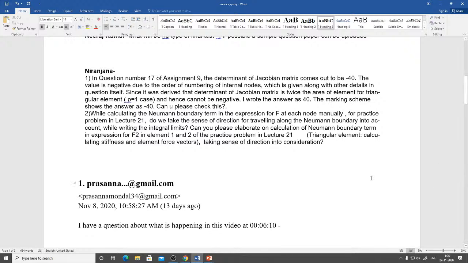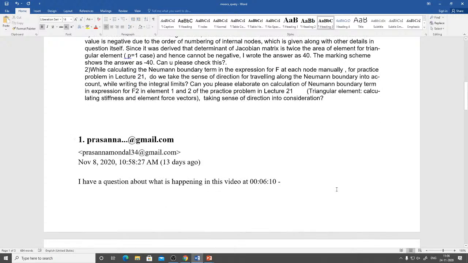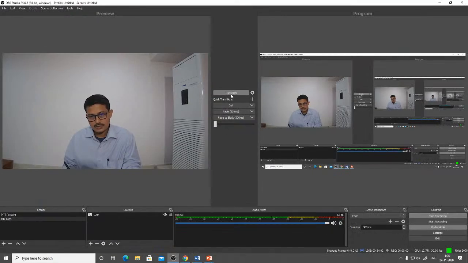We didn't ask you to just go ahead and calculate the Jacobian as twice the area of the element. You have to understand that, because we always have to move in a particular direction, and just to emphasize that point we have given that problem. That's why the answer should be minus 40. This is a wrong step, and in order to convince you that it is a wrong step, that problem has been given. That is how you have to look at it.